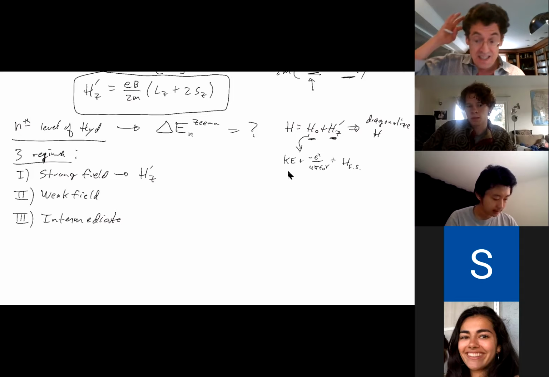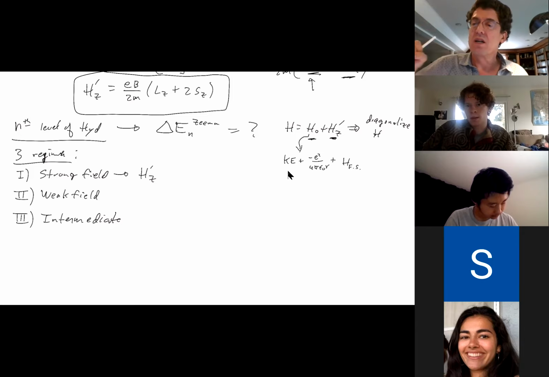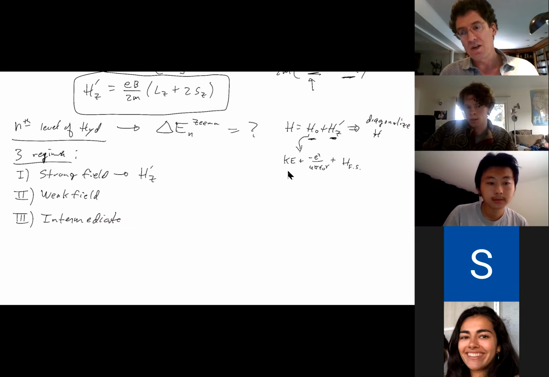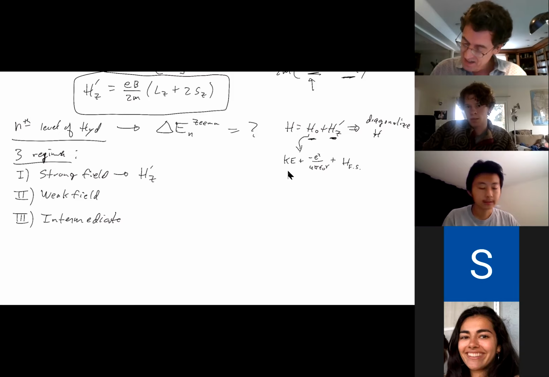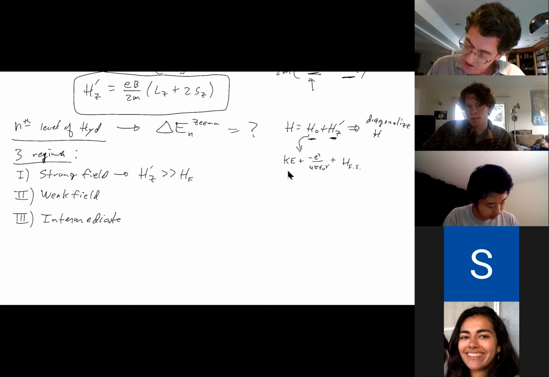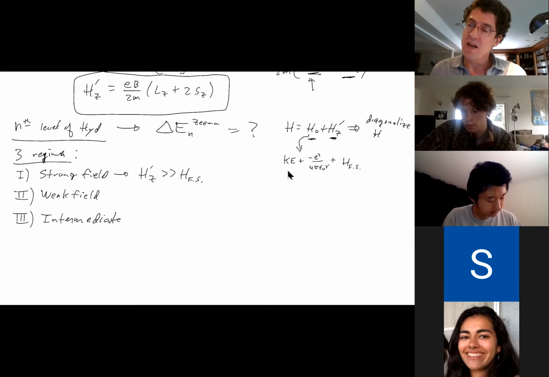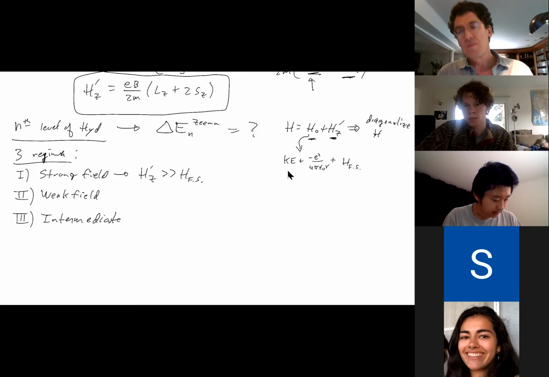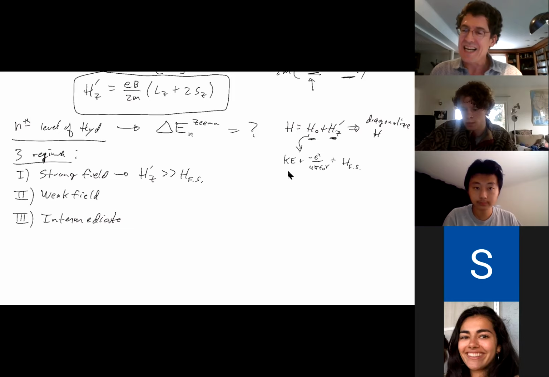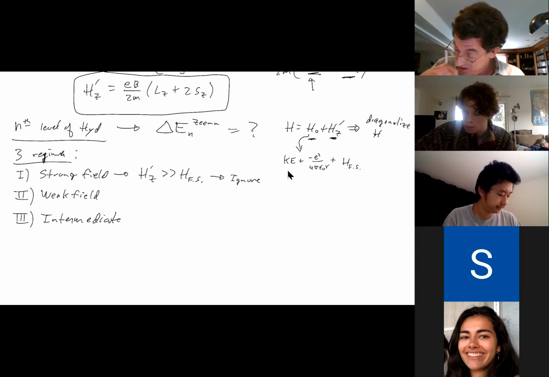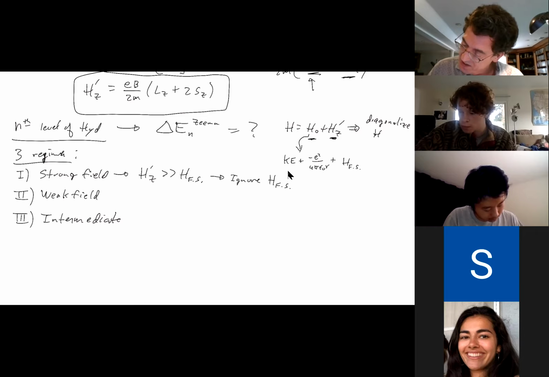And so in the strong field, the Zeeman effect is really strong. But what is it strong relative to? Can you guess? What is the important energy scale here? Fine structure. Yeah, exactly. H prime, the Zeeman effect, is way bigger than the fine structure. Why does that make the problem easy? Why does that make everything so simple? Because then you can go back to the original H naught, which is just kinetic energy plus the Coulomb effect. That's exactly right. Because that means that we can ignore the fine structure. Because when we ignore the fine structure, life becomes very simple.